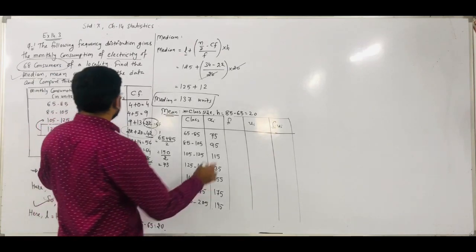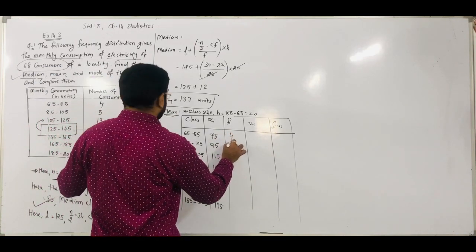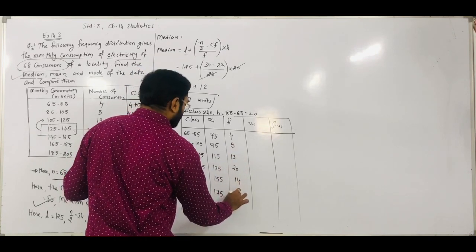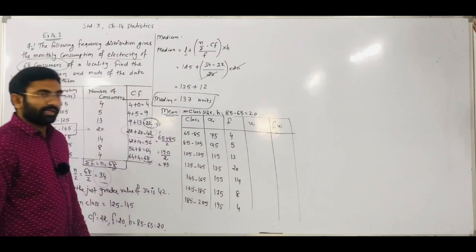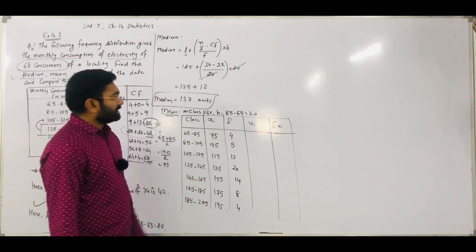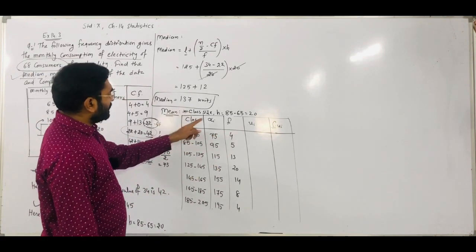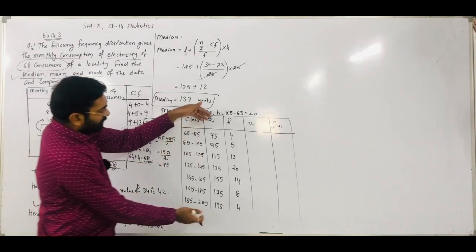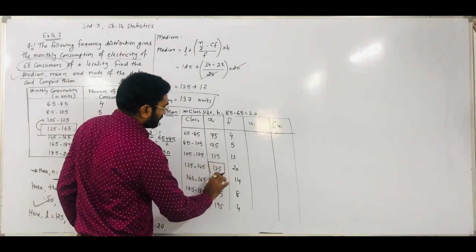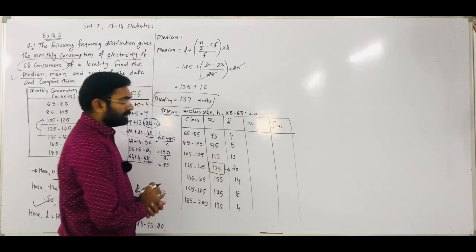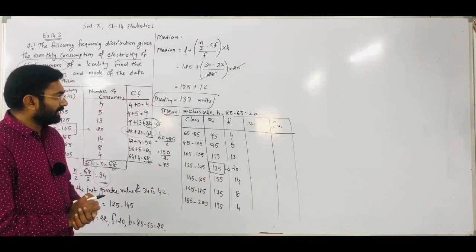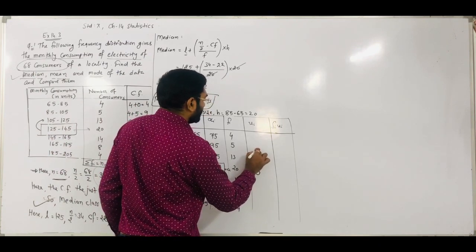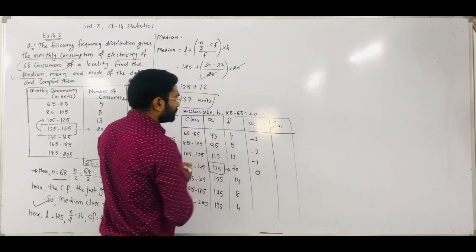Now the frequency values are given. So 4, 5, 13, 20, 14, 8, and 4. Right. So how can we decide the ui value? See, in the mean formula, from the xi column we have to assume a value, a. So the midmost of the xi is our a value. We assume a as 135. So its ui value is 0. In the upper ones, we have to write negative values: -1, -2, -3.